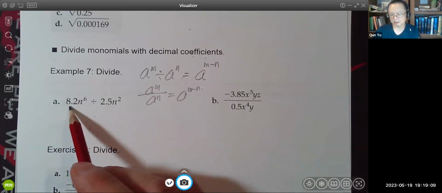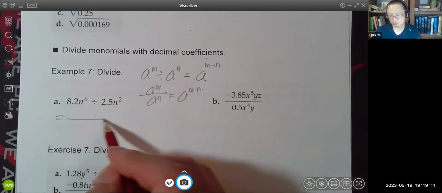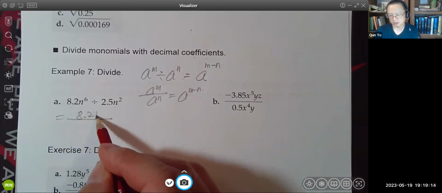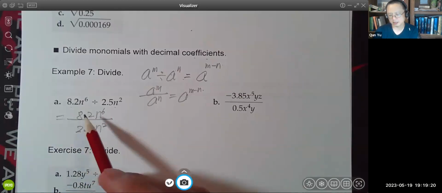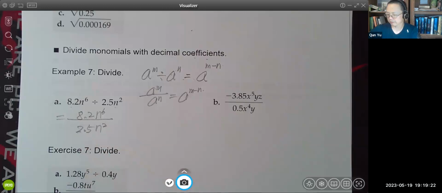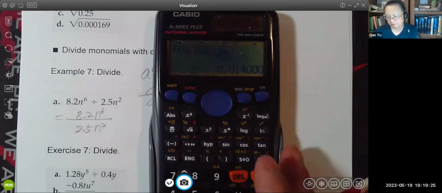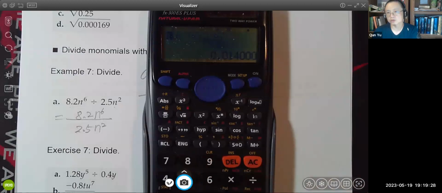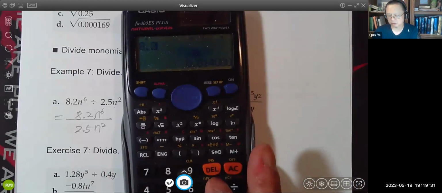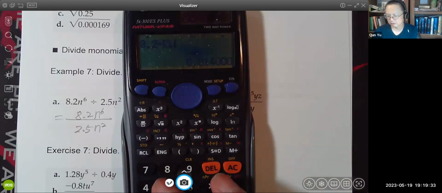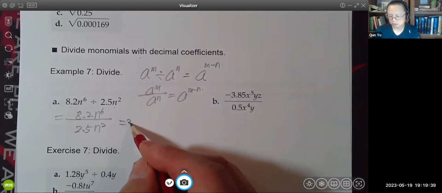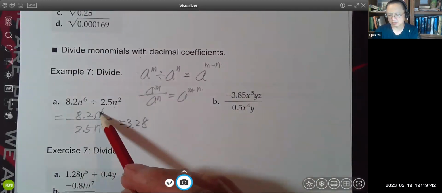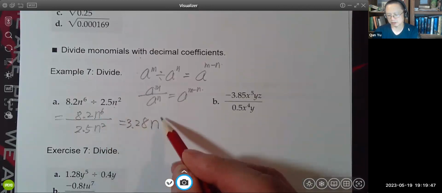So now, this one divided by that is equivalent to 8.2 n to the 6 divided by 2.5 n squared. So basically, we are going to use 8.2 divided by 2.5 to get the coefficient, the number in front of the variable. So 8.2 divided by 2.5, we get 3.28. When you do division, you do subtraction, using the first exponent minus the second one. So n to the fourth power.